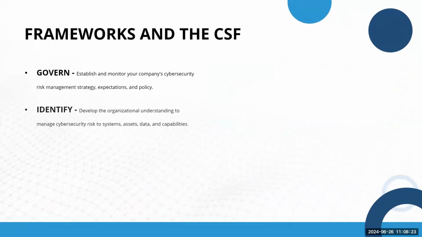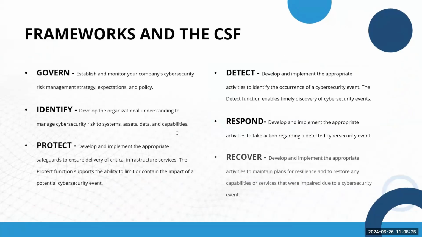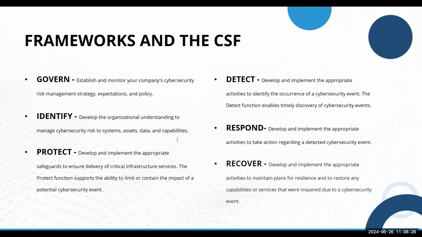Now, here are the functions in a bit more detail. So, governance, we mentioned, this element's all about establishing and monitoring your company's cybersecurity risk management strategy, expectations, and policy. Identify is focusing on understanding the organization's cybersecurity risks, as well as its assets, vulnerabilities, threats, and impacts. Protect aims to establish and implement safeguards to prevent or mitigate potential cyber threats. So that would include implementing security controls to protect sensitive information and critical infrastructure, for example.